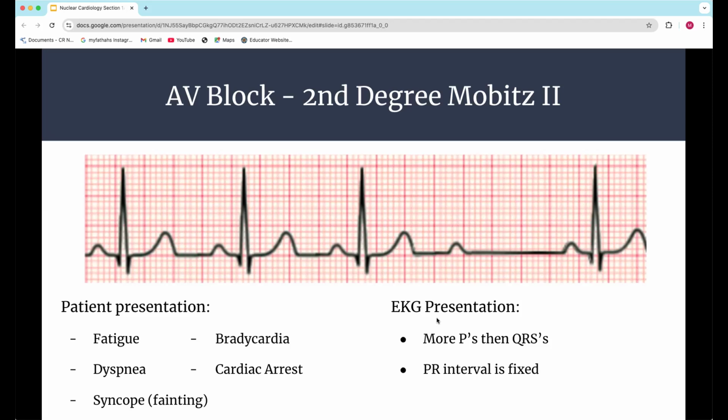And what I want to have is a P wave. When I see a P wave, I want a QRS for every P wave that I see, right? Makes sense because the P wave is the atrial contraction. The SA node fires the AV node, right? So that's what I want to see.